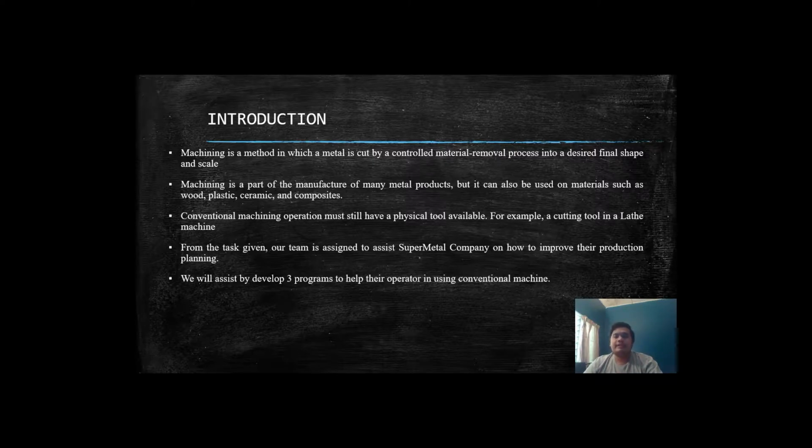Introduction. Machining is a method in which metal is cut by a controlled material removal process into a desired final shape and scale. It is a part of the manufacture of many metal products, but it can also be used on materials such as wood, plastic, ceramic, and composite. Conventional machining operations must still have a physical tool available, for example, a cutting tool in a lathe machine.